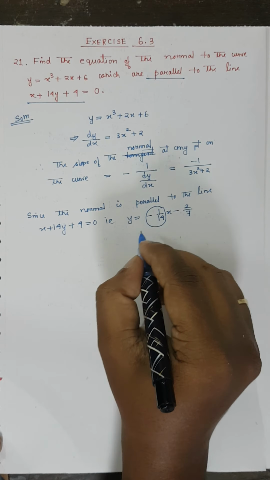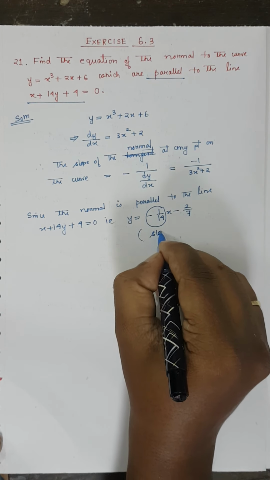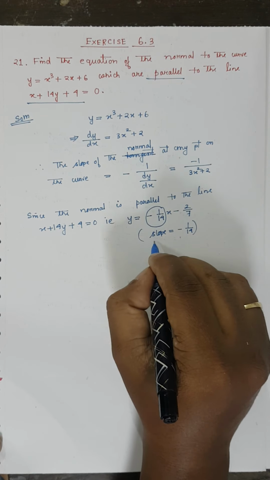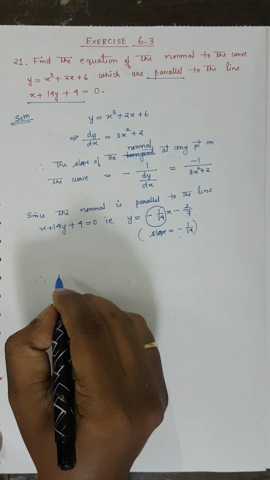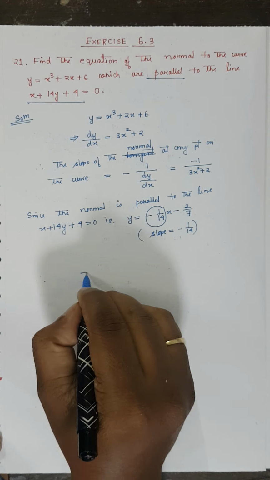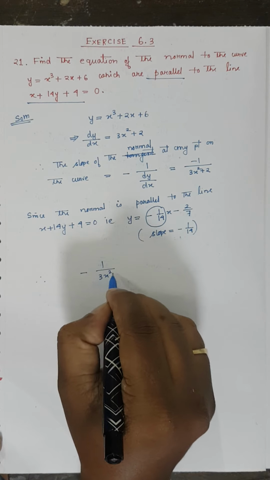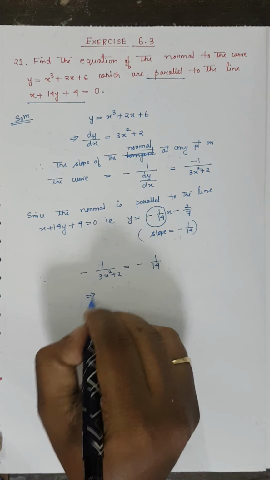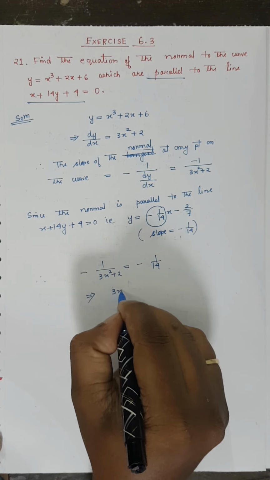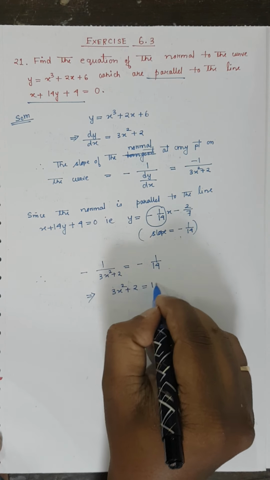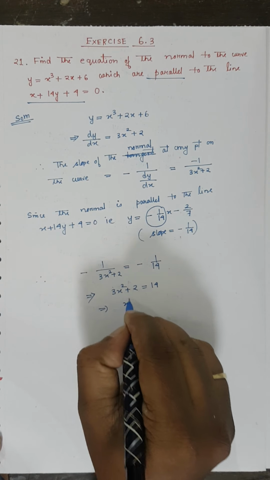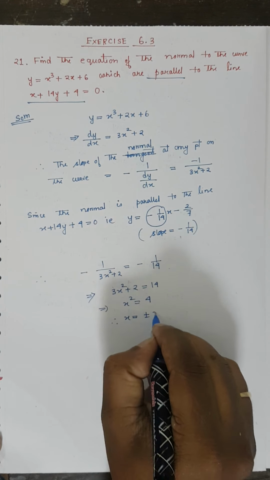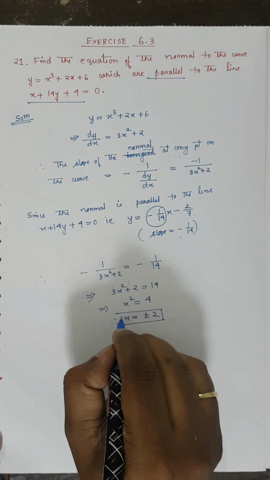M is equal to slope is equal to minus of 1 by 14. For this line, the slope is minus of 1 by 14. Therefore, since they are parallel, minus of 1 by 3x square plus 2 will be equal to minus of 1 by 14. So if I calculate, I'll get 3x square plus 2 is equal to 14, x squared is equal to 4, x equal to plus minus 2. So there are two possible values of x.